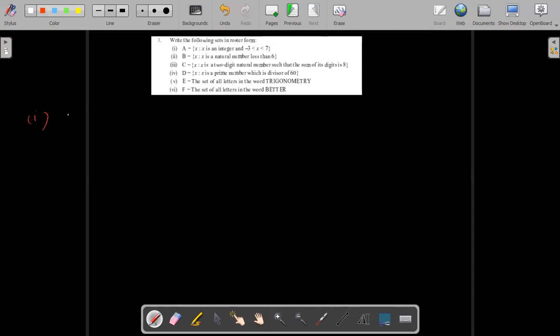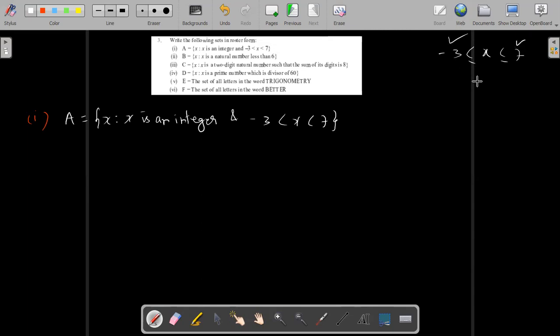The first question: A is a set of all x such that x is an integer. They can write x belongs to Z also, the same thing. x is an integer which is greater than -3 and less than 7. You know the difference between greater than, greater than or equal to, and less than or equal to. When it is greater than or equal to, this number is included, so you would have -3 also, -3, -2, -1, up to 7.